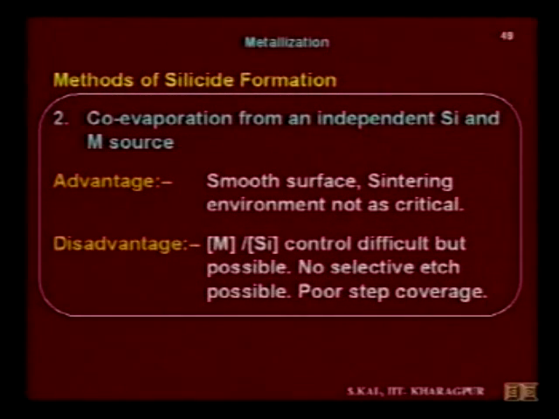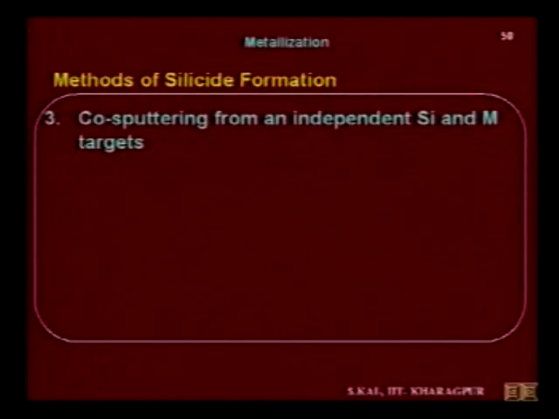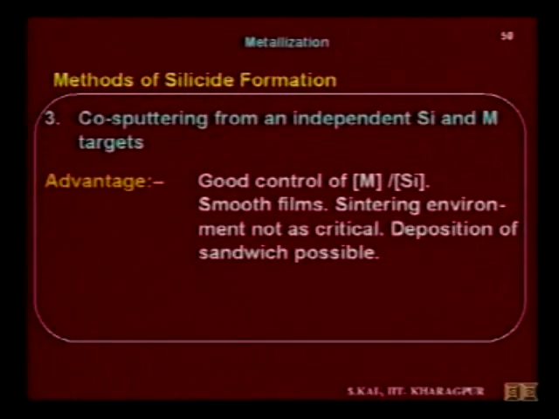Okay. Now we'll discuss the third method. The third method is co-sputtering from an independent silicon and metal target. Co-sputtering means you already know the sputtering technique. Co-sputtering means simultaneously from different sources, you are sputtering the metal as well as silicon. So they are deposited in a mixture form on the substrate, and then you can sinter it and it will form silicide.